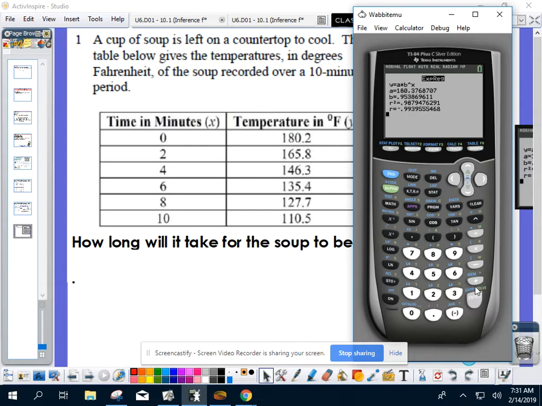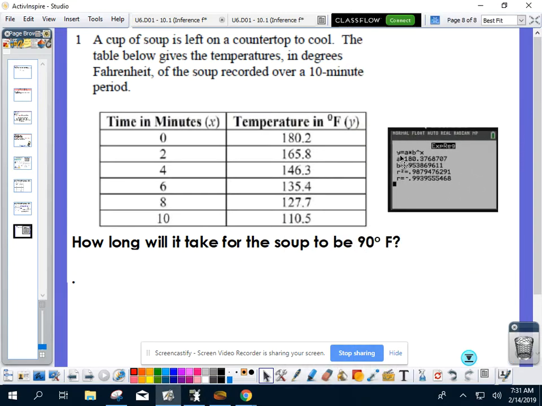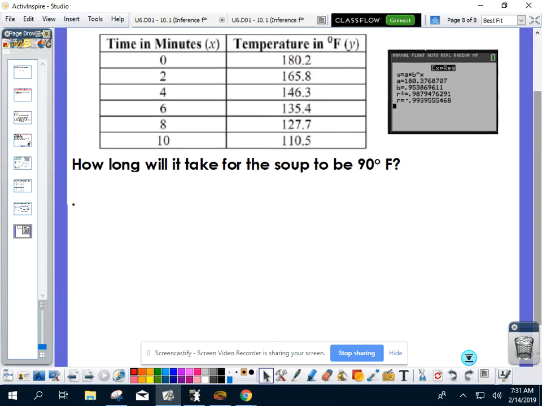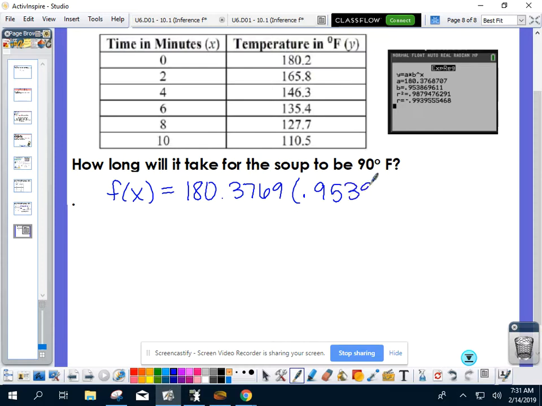All right, so I went ahead and copied this exponential screen, and we'll write the equation and then answer the question at the end. So the equation for this one will round to 4 decimal places as well. We've got f of x is equivalent to 180.3769 multiplied by 0.9539 raised to the x power.